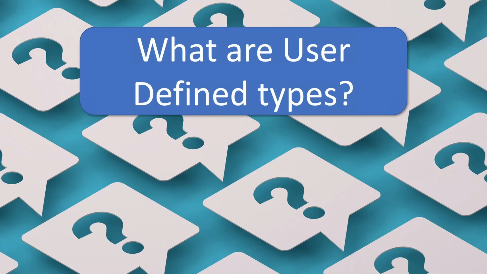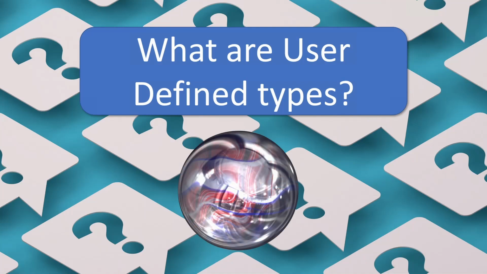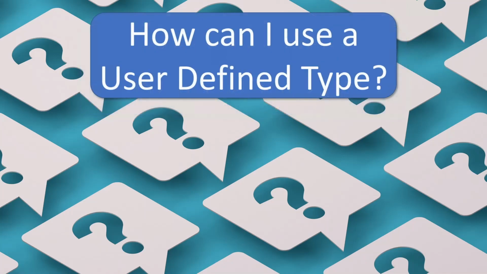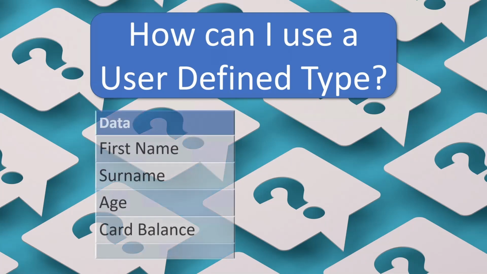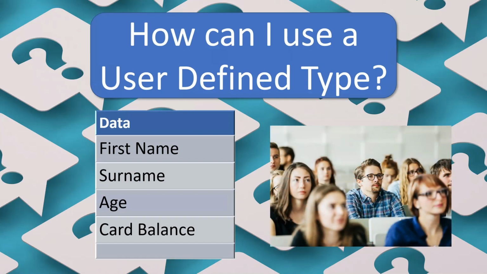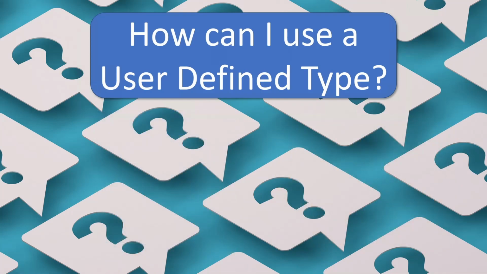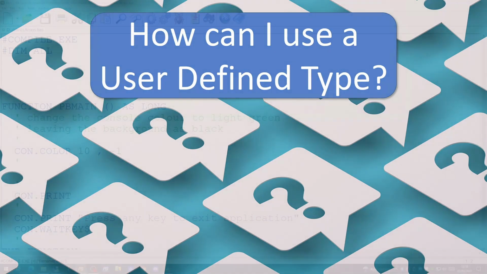User-defined types are a hybrid of these two basic types that allows you, the programmer, to create a data container that fits your needs. So how can I use them? Say for example, you are given the task of keeping track of some data on students: first name and surname, their age, and the amount of currency they have on their student card. How could we store this information in a user-defined type? Let's have a look at some code to see how this could be done.